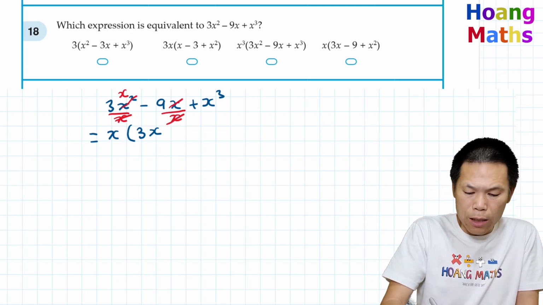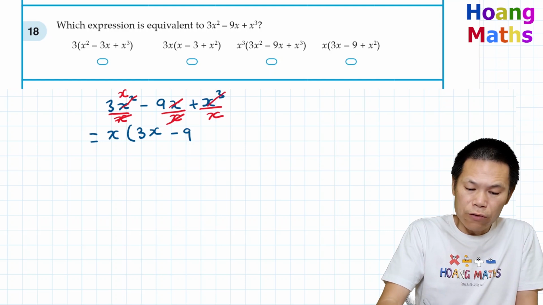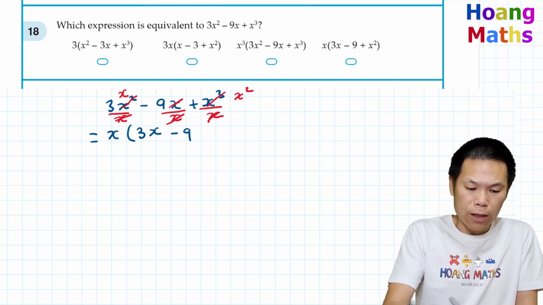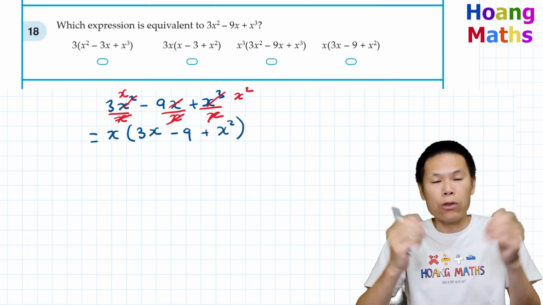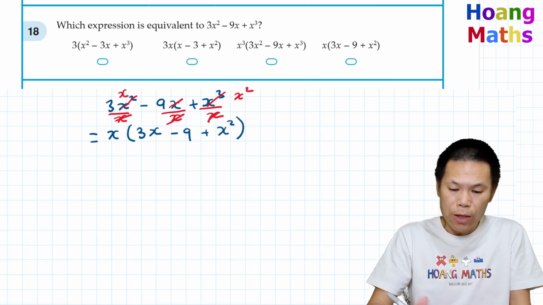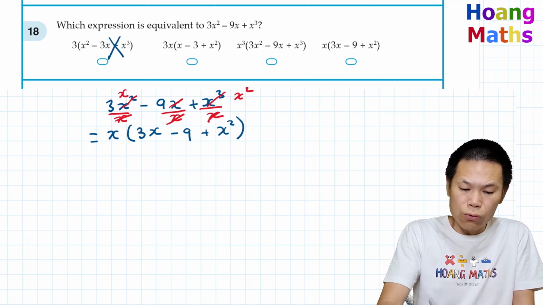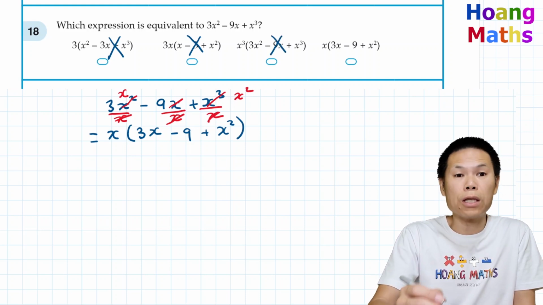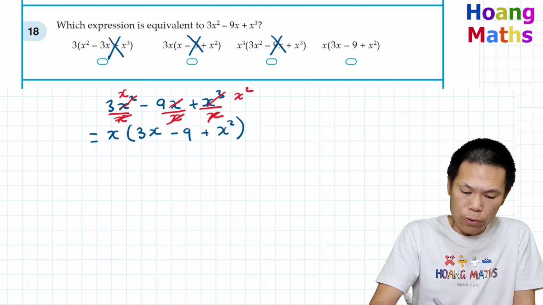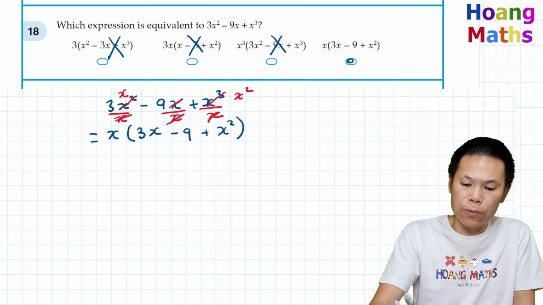But it's minus 9. And then we have this one here, x to the power of 3, divided by x. Gives me x squared. So that is plus x squared. So there you go. Now we just need to compare the answer. So we have 3, so this is wrong. 3x is wrong. And x to the power of 3 is wrong. So it should be the last answer. So we have x and then 3x minus 9 plus x squared. This is the answer.